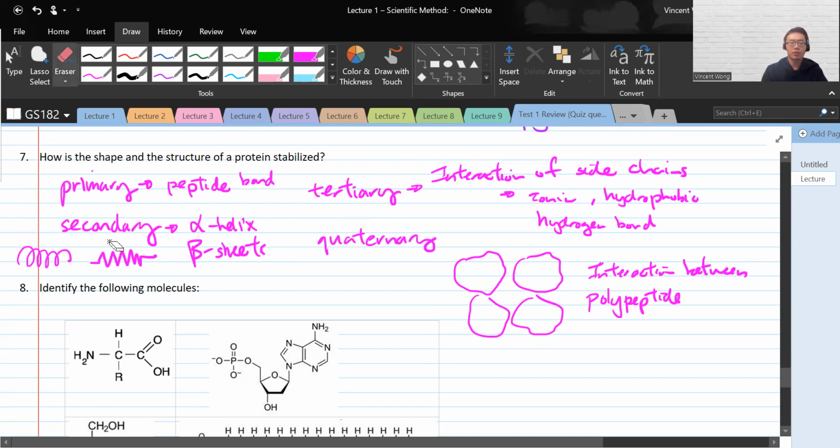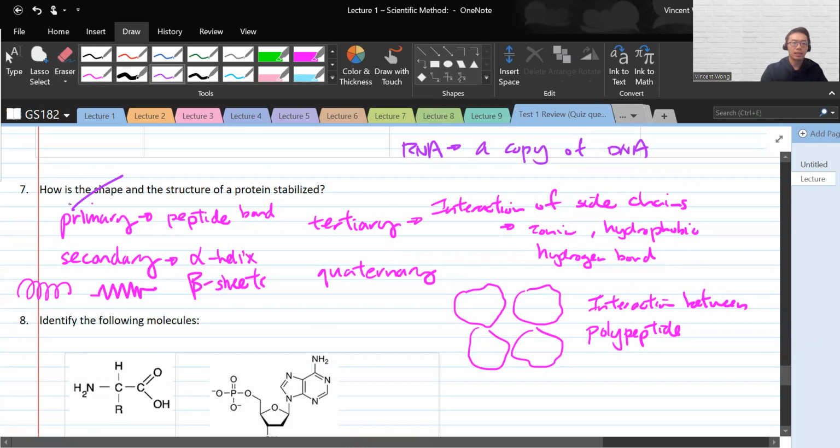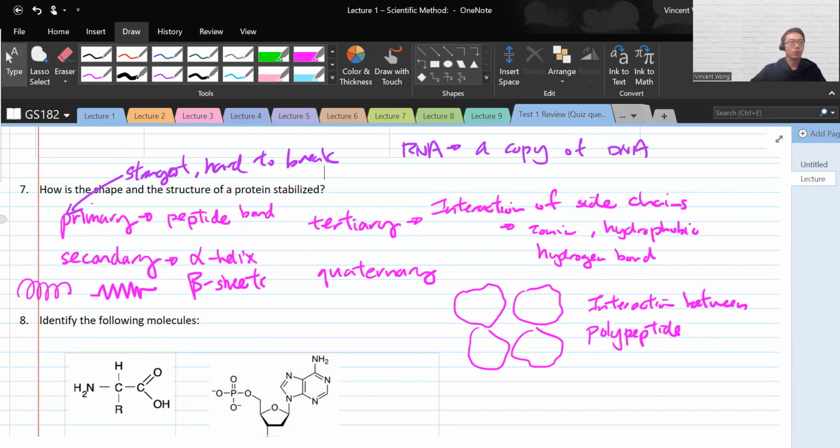tertiary structure, and secondary structure, but the peptide bond will stay intact. The primary structure is the strongest. Hard to break. You can't just heat it up and break the primary structure, but you can break all these other structures. So heat will destroy the shape of the protein, but the sequence will usually remain intact.